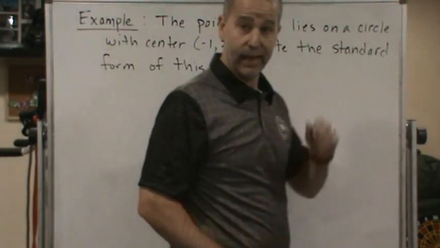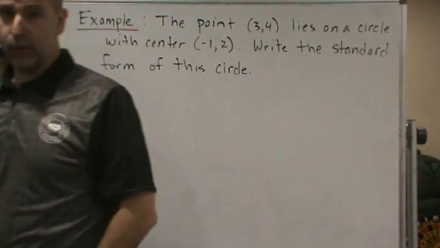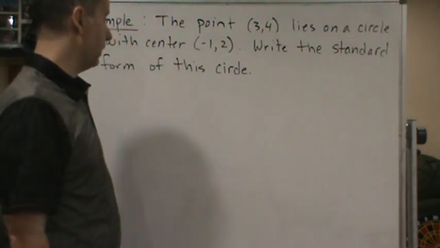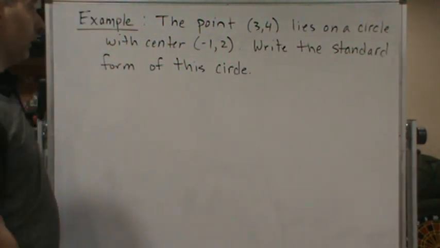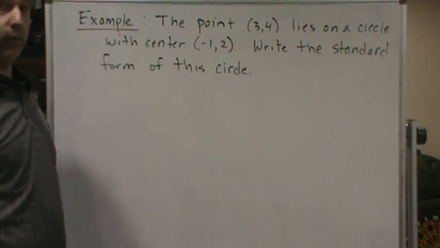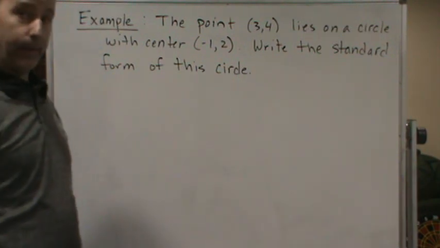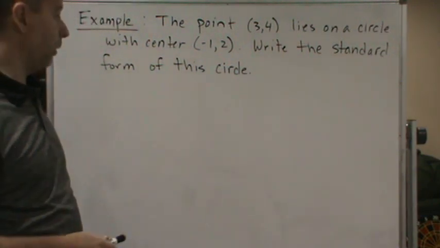Okay, so welcome back, and now we're going to do an example where we're going to find the standard form of a circle given some information. In this example, it says the point (3, 4) lies on a circle with a center of (-1, 2). Write the standard form of this circle. Now you can draw a picture if you'd like, if that's helpful.